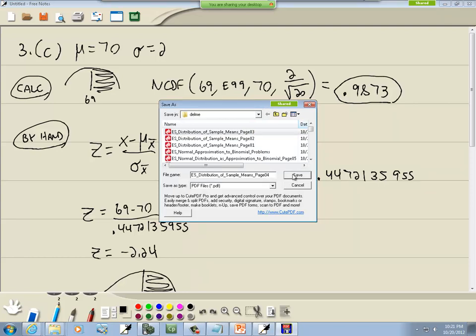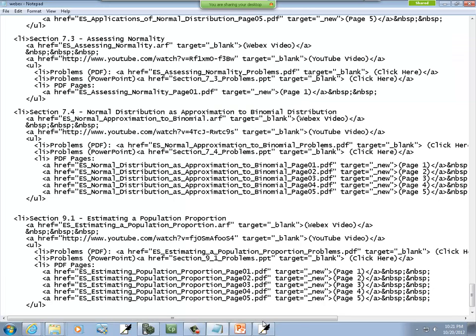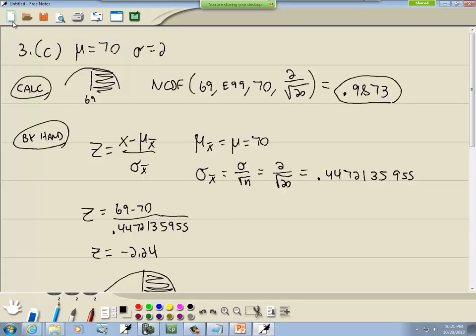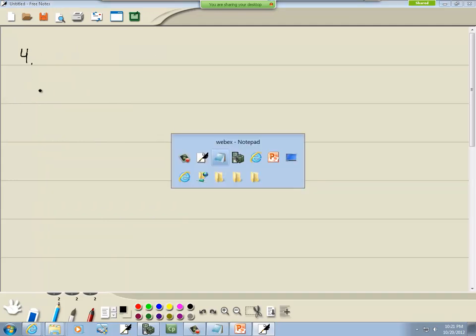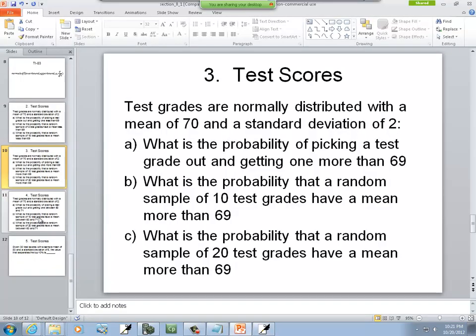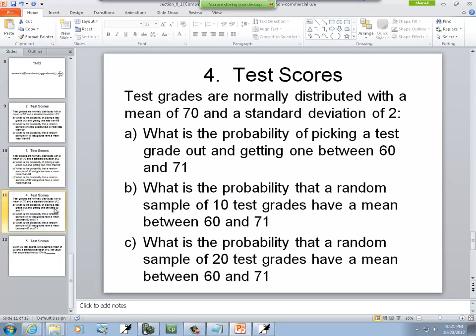And then let's look at our next problem. Number 4. Okay, we've done the less than, we just did the greater than. Number 4 is the third type, between. These encompass all 3 different types that you'll run across in these problems.